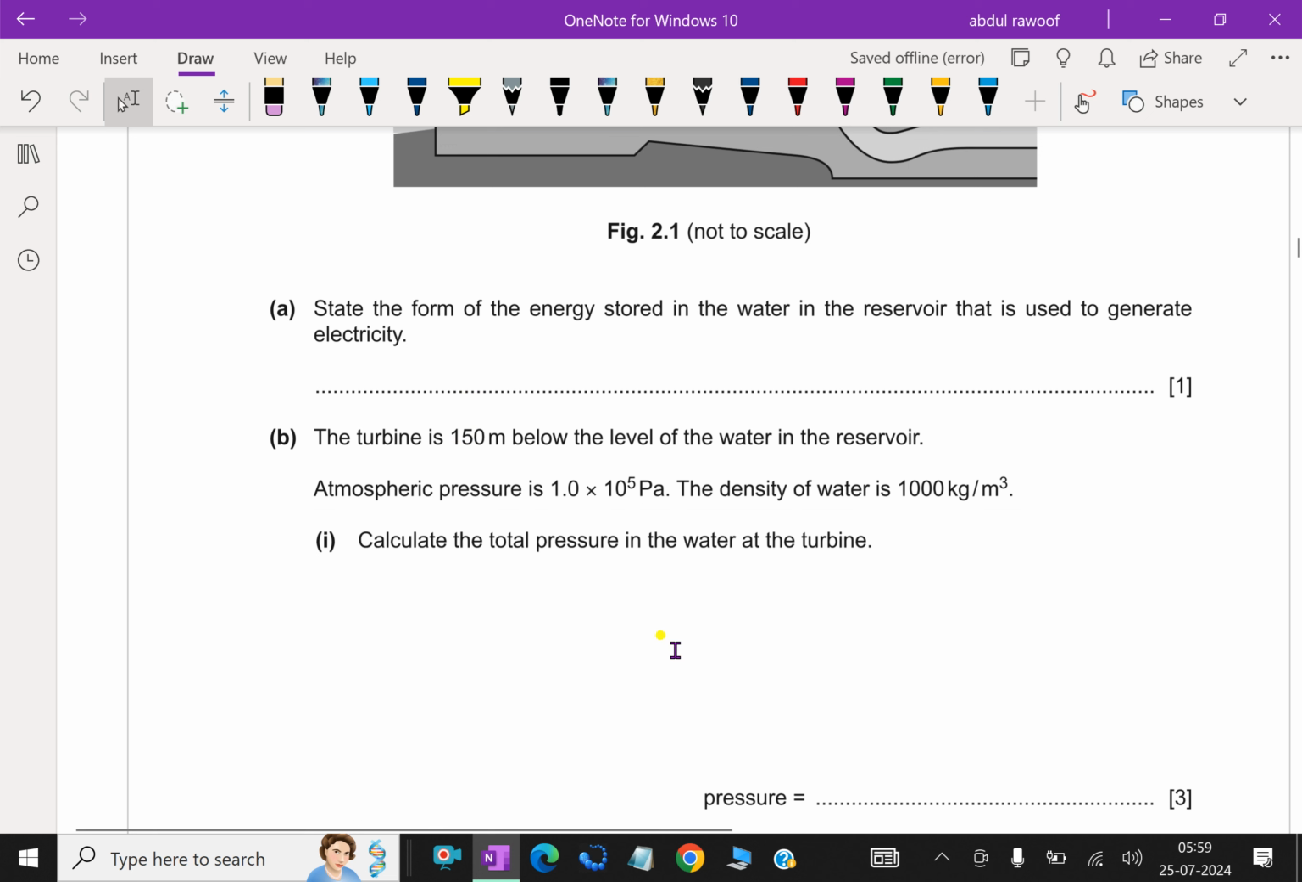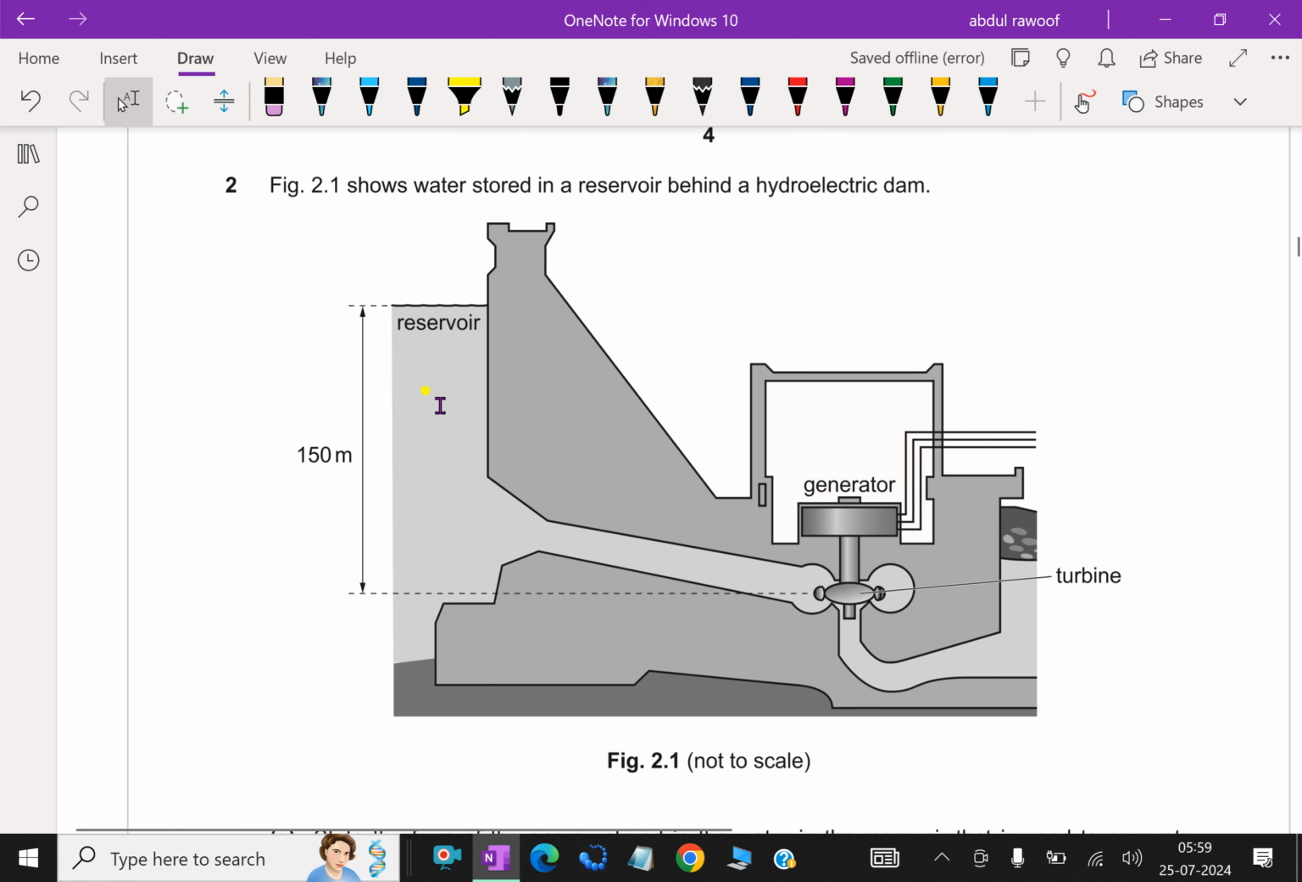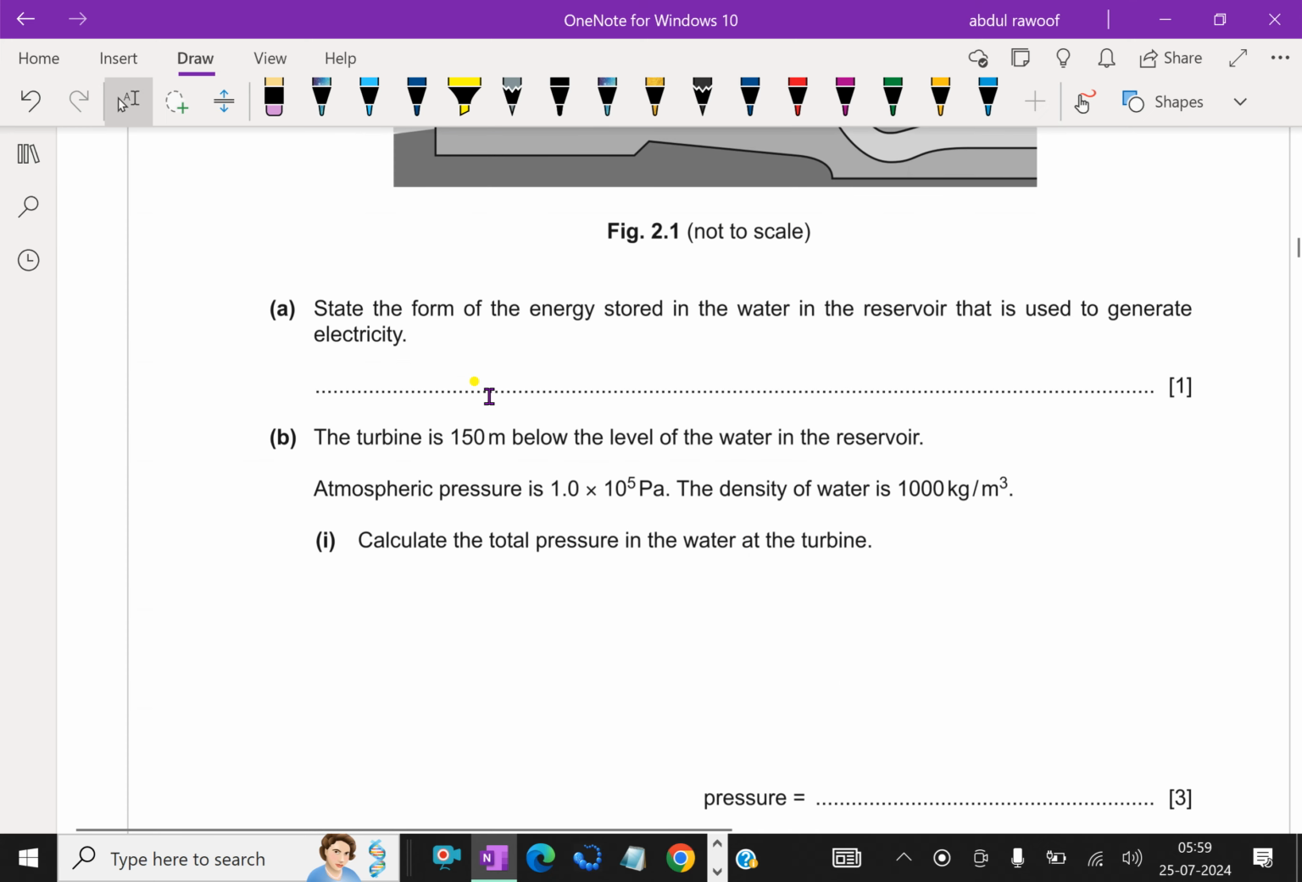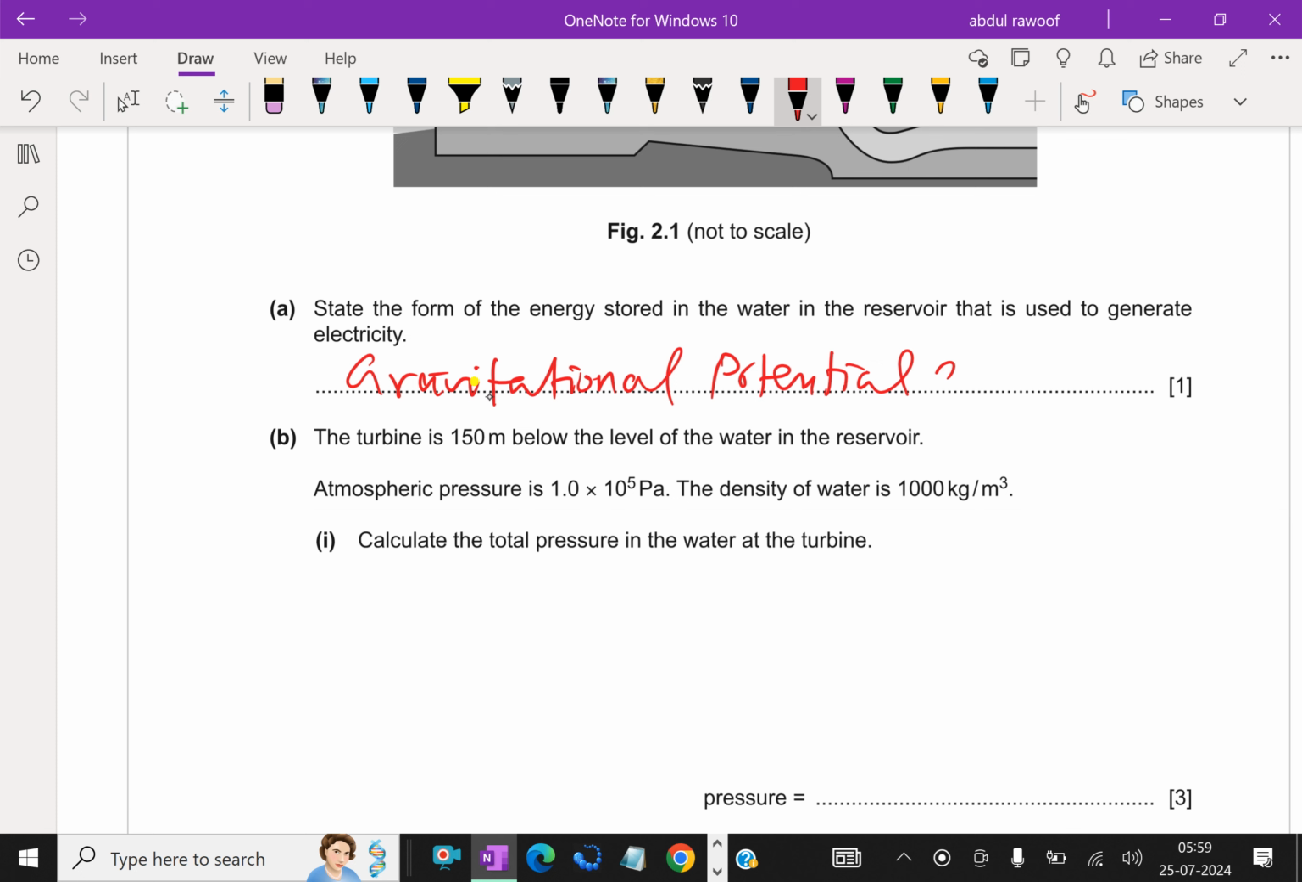It is gravitational potential energy, because the water is stored at some height above the ground, so it has potential energy. That is gravitational potential energy, because the stored water is high up.